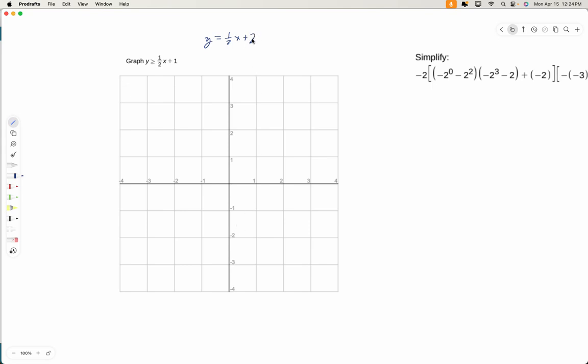So plus 2 is going to be our y-intercept. And it's going to be up 1 over 2, up 1 over 2. So we follow that same slope. Now we go down 1, back 2, down 1, back 2. And it's a solid line, so you just draw a line from dot to dot.